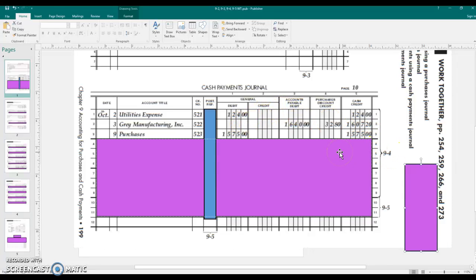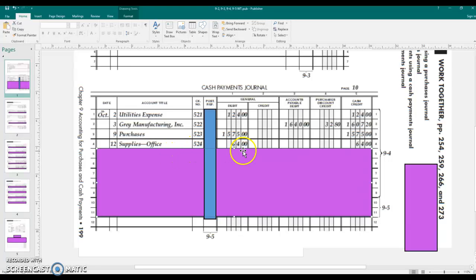Now, if you want to practice and do this on your own and then come check it with this sheet, all power to you. I think that would probably be easier too. On the 12th, we wrote a check to Village Supply for office supplies. So this is office supplies. Once again, office supplies is a general ledger account. So on the 12th, supplies office, $64 debit, cash credit $64.